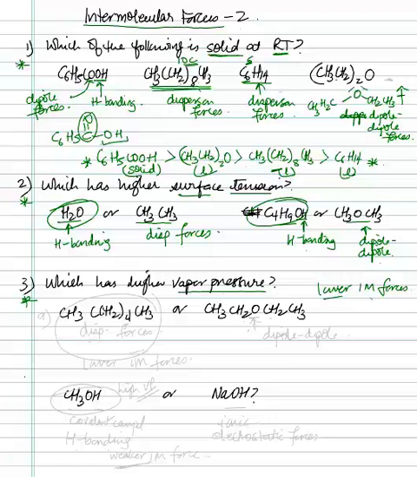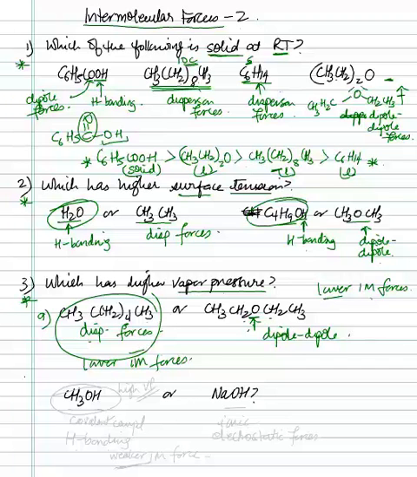So the first one here, CH3, CH2, 4, CH3, or CH3, CH2O, CH2, CH3. Clearly you can see that I have only dispersion forces here, whereas in this compound I have oxygen, and I've drawn the structure several times, so hopefully you can see it here also. This one is going to have dipole interaction. So this one should have a higher vapor pressure because it has only dispersion forces, therefore lower intermolecular forces, and that's what we're looking for.